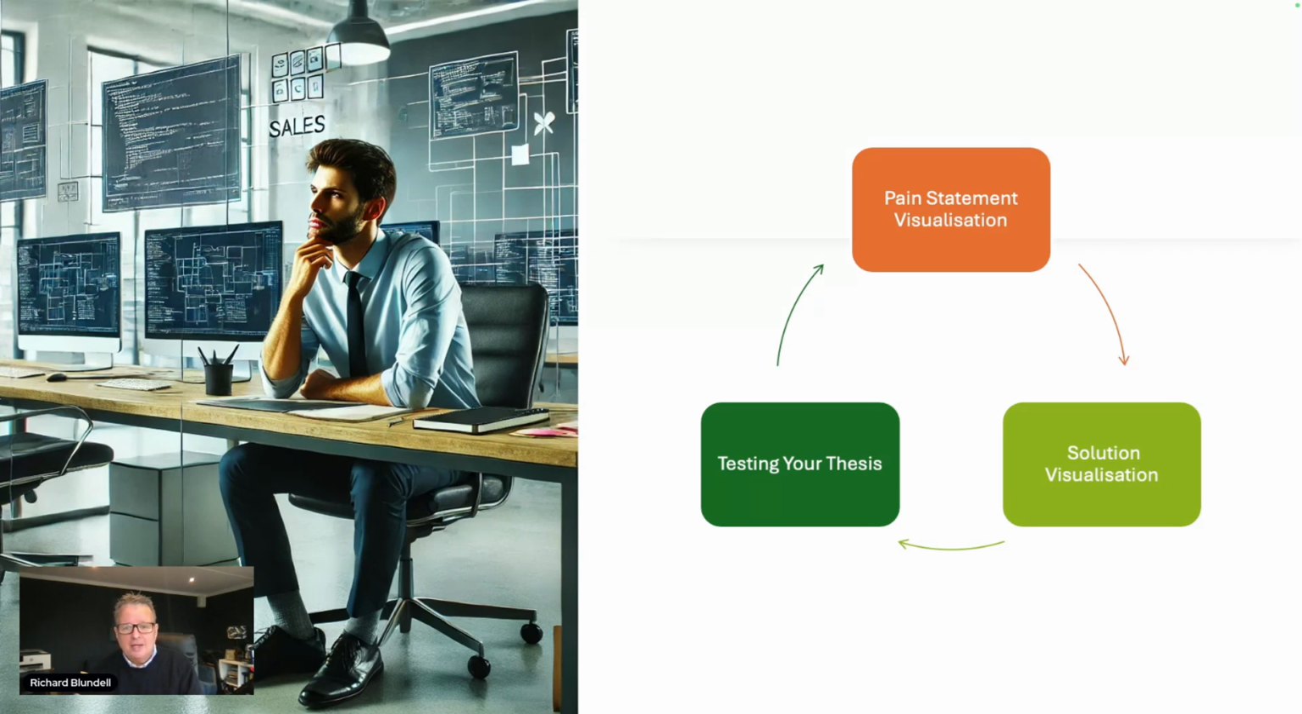Then we're going to visualize the solution, how it fits in the organization, the technology we use, how it would integrate with the organization. And then we go and test both the pain statement and the solution visualizations on those customers. And that essentially is what the next 3 videos or so are going to be about.